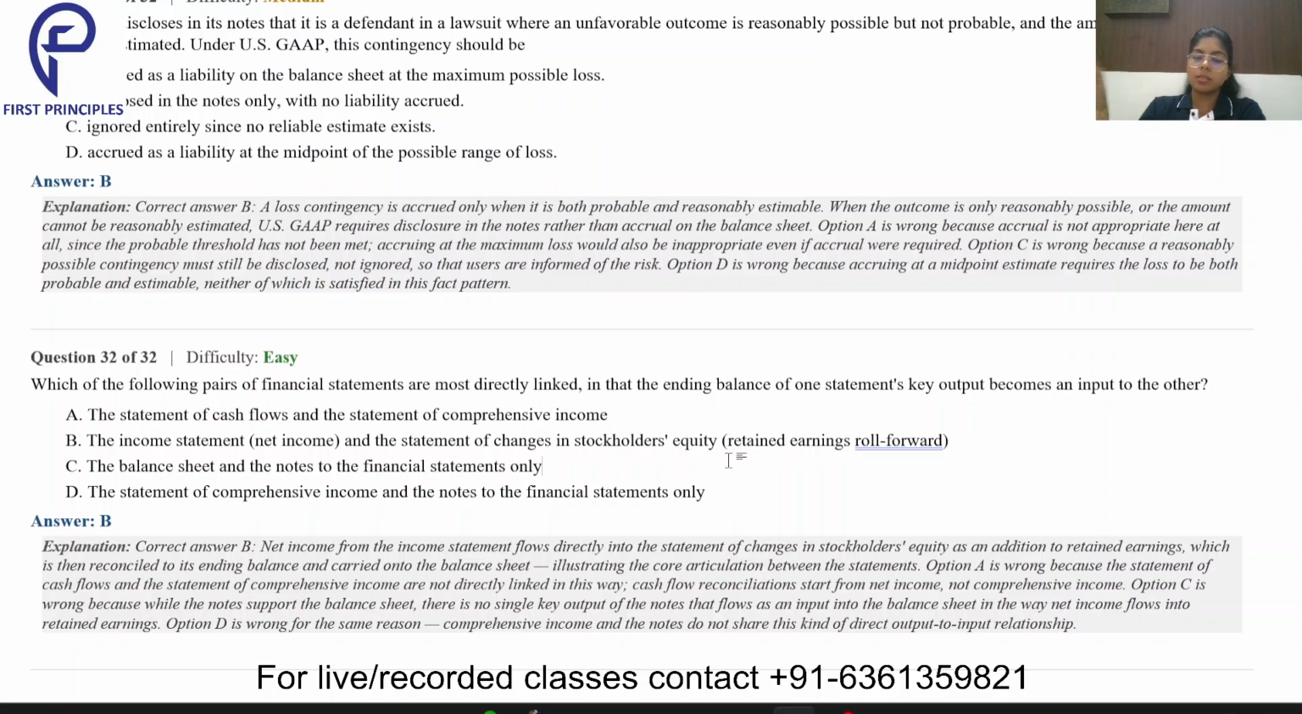It's not the correct answer. Option D, the statement of comprehensive income and the notes to the financial statements only. Is this the correct answer? No, this is not the correct answer. Why? Because the statement of OCI and again the notes to financial statements are not statements only. So anyone who has clearly understood the notes to financial statements, when they see options C and D, will immediately eliminate them. And once they see that in the bracket net income and retained earnings is given, and read it once, they will clearly mark option B as the correct answer.